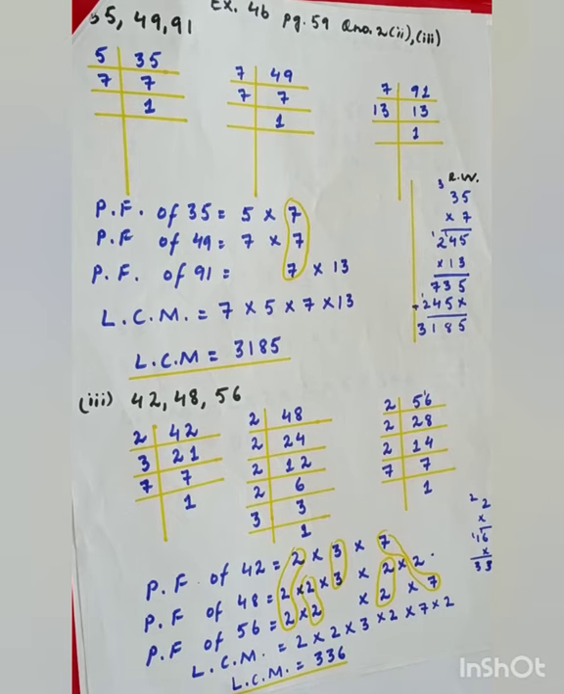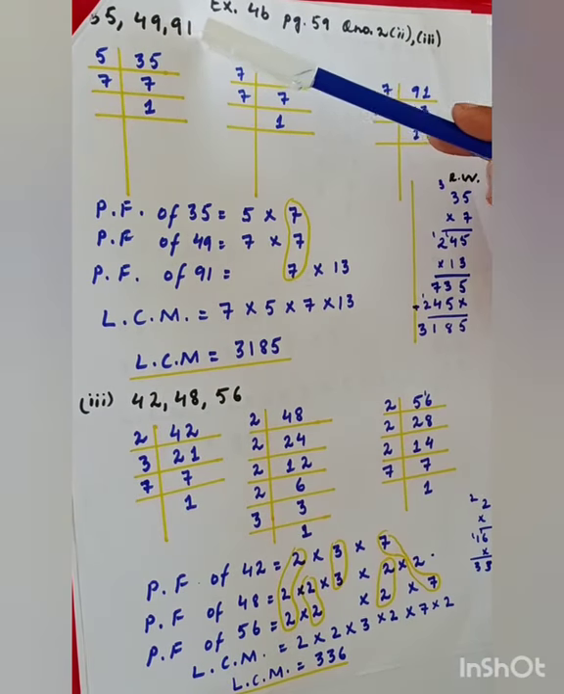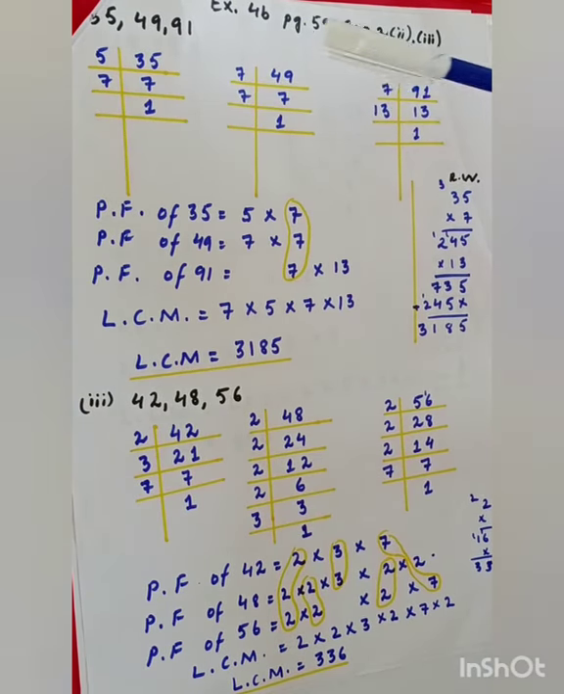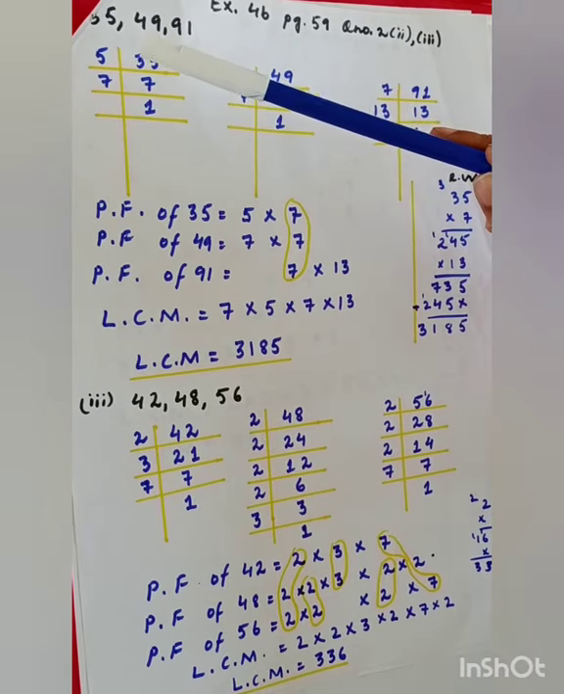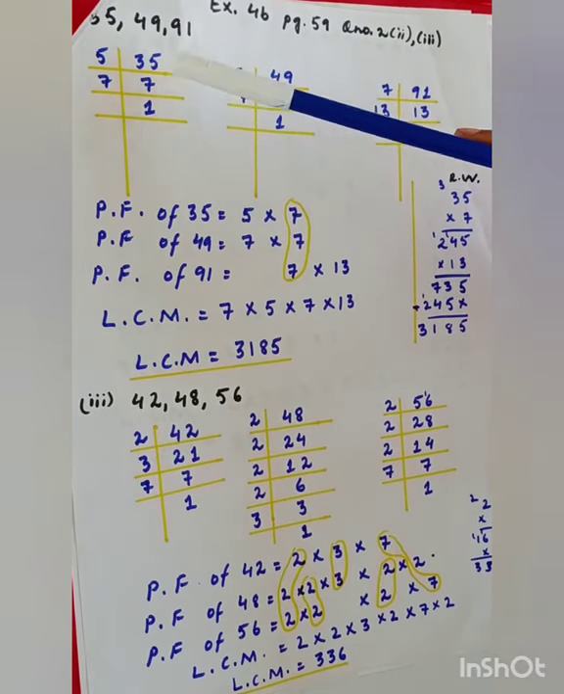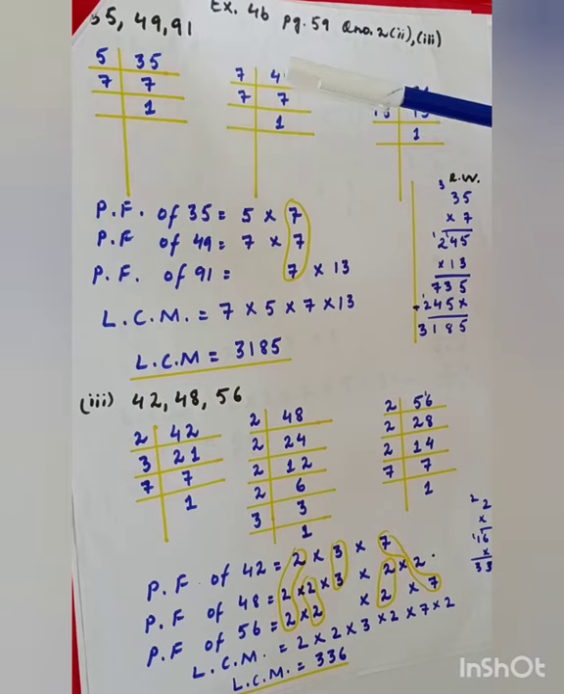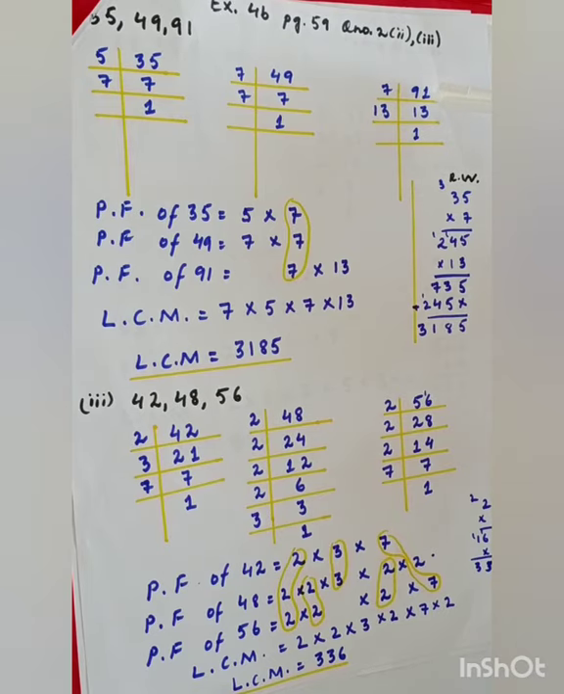Now the second one is 45, 35, 49 and 91. Again you will find out the prime factors. 35, 5 7s are 35, 7 1s are 7. 7 7s are 49, 7 1s are 7. Then 91: 9 plus 1 is 10, and 10 is not divisible by 3, so we will divide it by 7. 7 1s are 7, 2 carry, 7 3s are 21. Then 13 1s is 13, because 13 itself is a prime number.